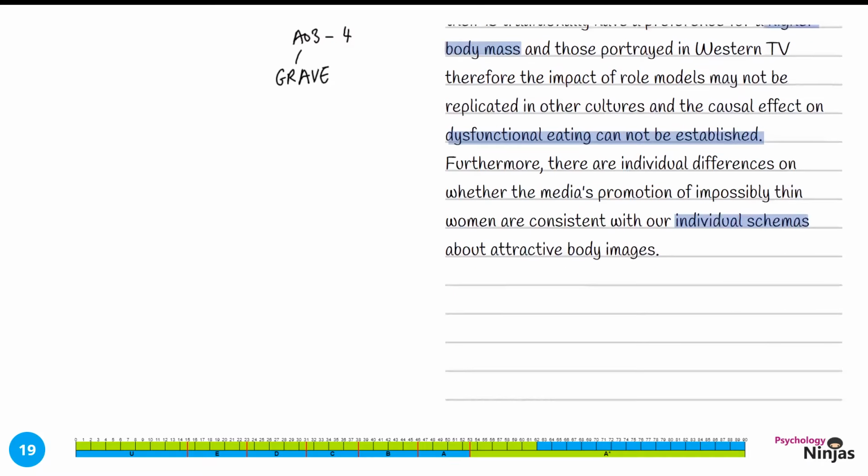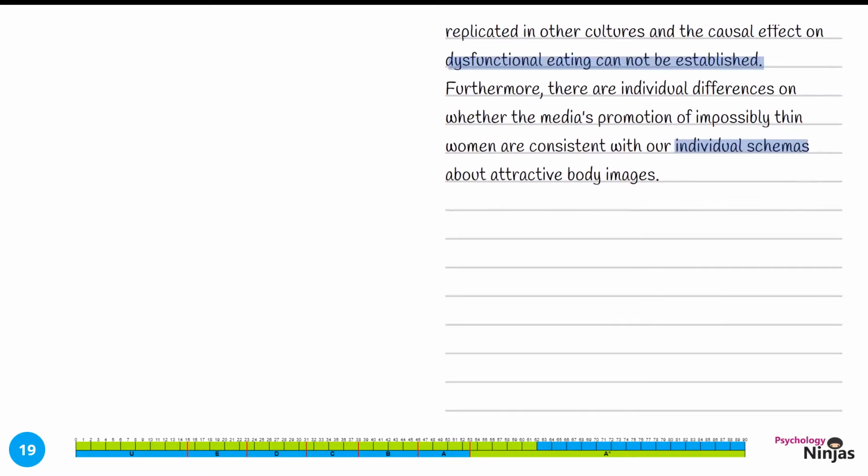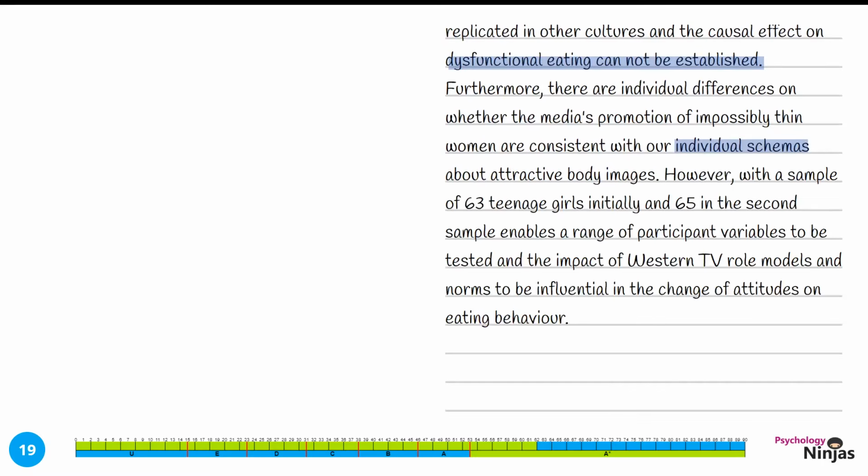In order to develop our evaluation, we then want to give a counter-argument. However, with a sample of 63 teenage girls initially and 65 in the second sample, it enables a range of participant variables to be tested and the impact of Western TV role models and norms to be influential in changing the attitudes on eating behaviour.